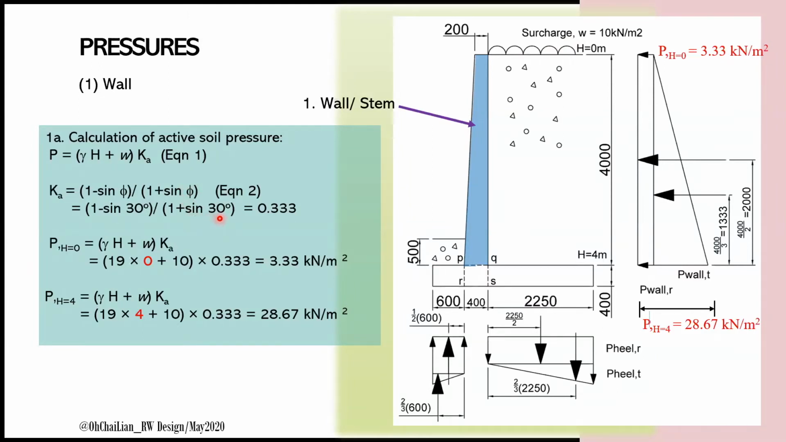Remember, we need to obtain bending moment and shear force at the face of PQ. Pressure is calculated only from h equal to 0 to 4 meters. In this case, when h equals 0, the pressure is 3.33 kN per meter square, and when h equals 4 meters, it is 28.67 kN per meter square.